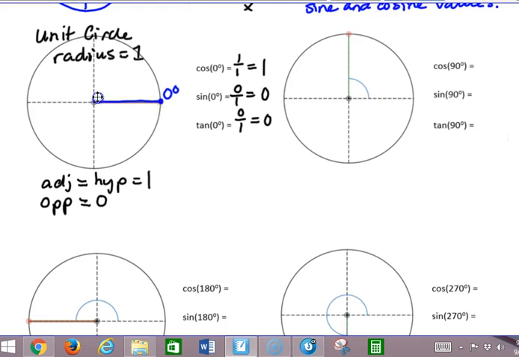Remember, cosine is the x direction. The x direction is as big as it can get. The biggest ratio that we can get for adjacent over hypotenuse is when adjacent and hypotenuse are the same number, 1. Let's go to 90 now. So I want to go back and look at my angle here.